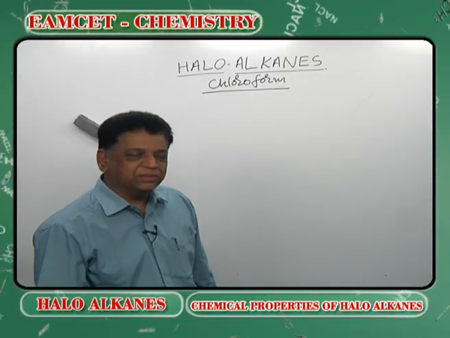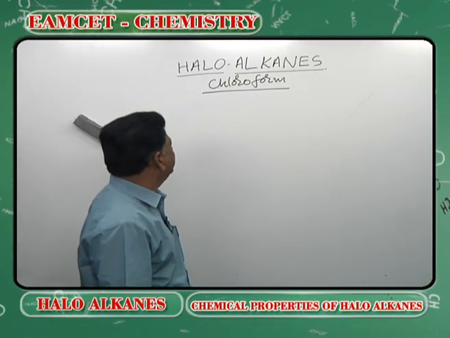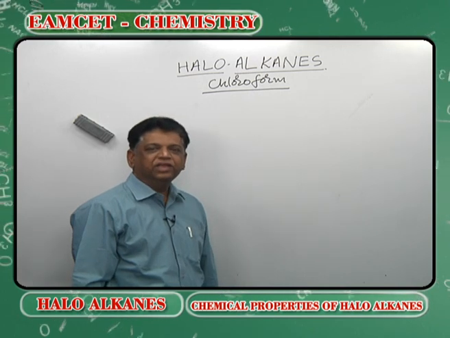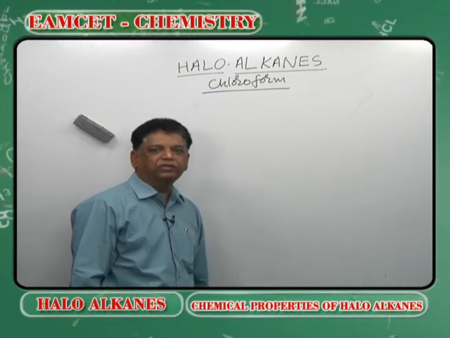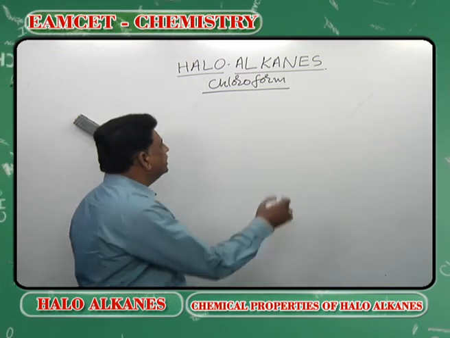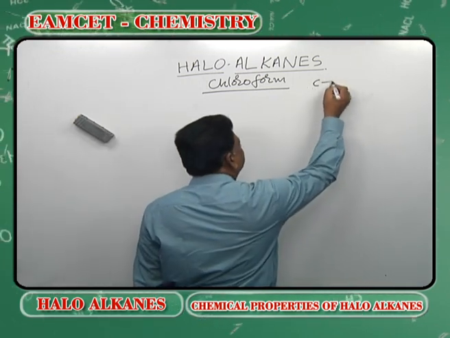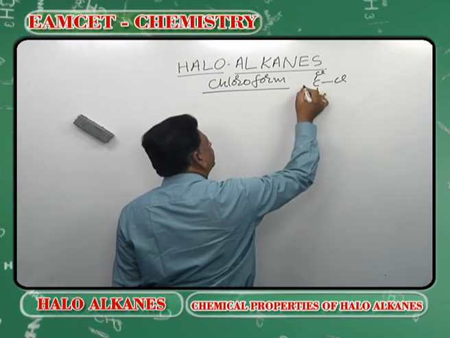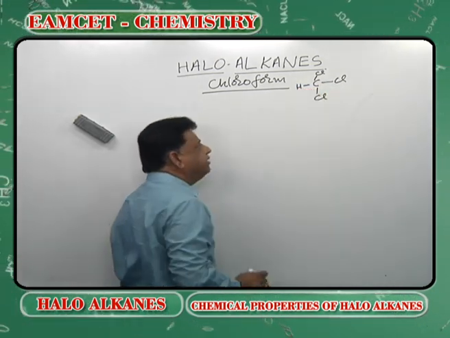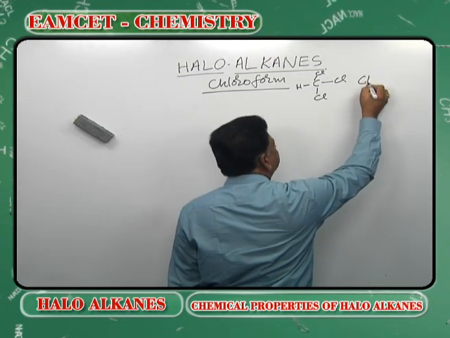Welcome to Organic Chemistry. Today, under the Halo Alkene chapter, we have another small subtopic called chloroform that we will take up. Chloroform is nothing but a carbon containing three chlorine atoms attached to one hydrogen. So, the formula is CHCl3.